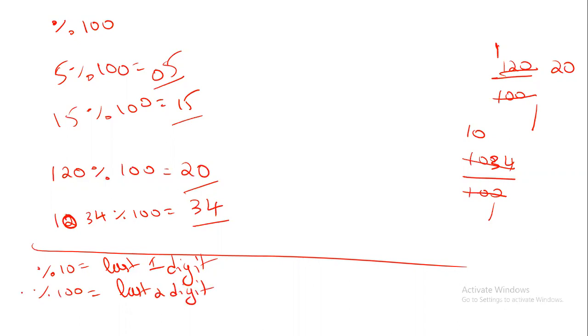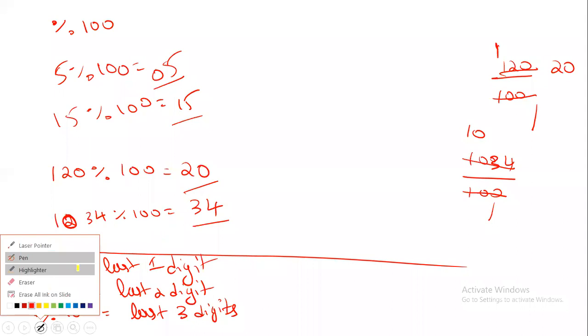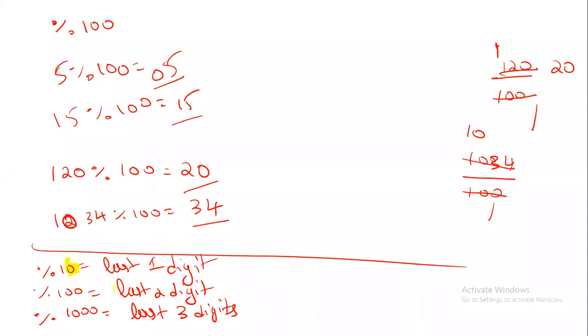Now, can you use some common sense and tell me, what will modulus 1000 give me? How many last digits will it give? Last three digits it will give me. So it is very simple, right? What you have to notice is how many zeros are there. One zero, then one digit. If you have two zeros, then you will get the last two digits. If you have three zeros, then you will get the last three digits. So this is how easy our concept is.